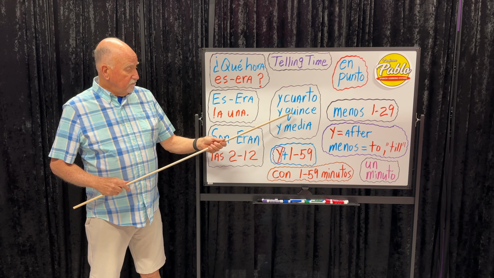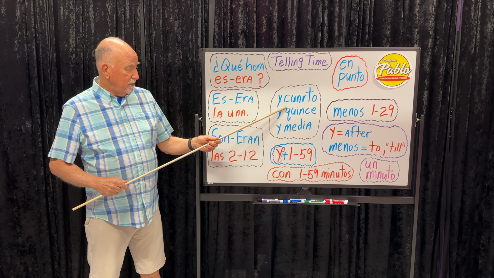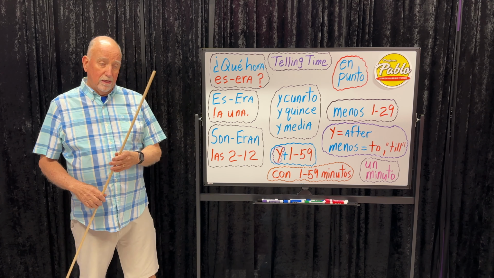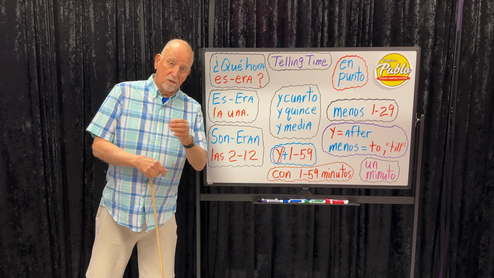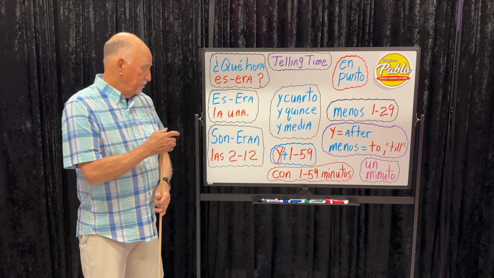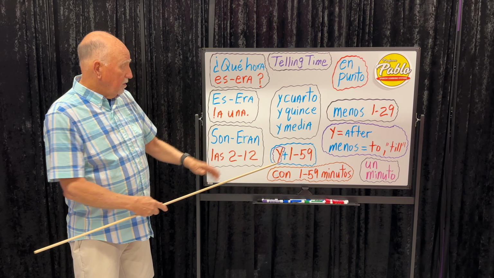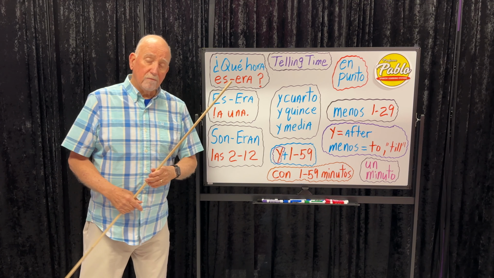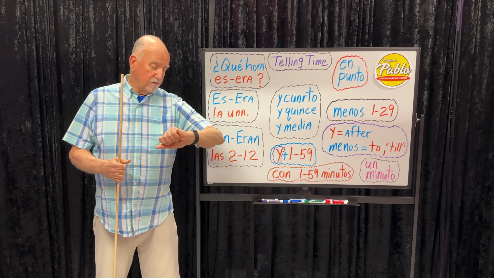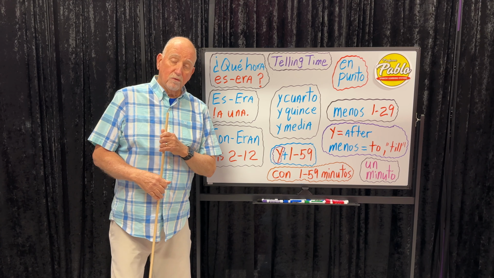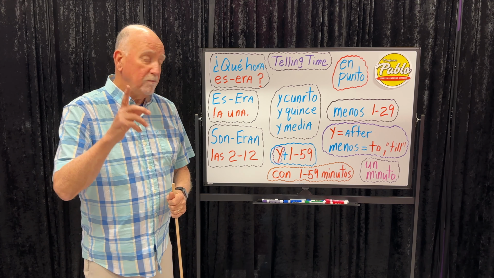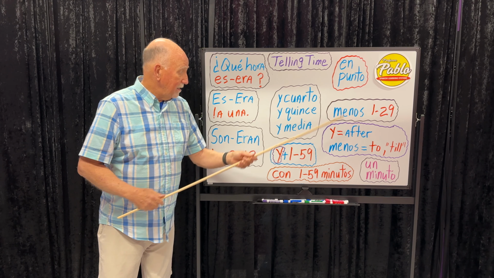Quarter after, 15 after, y cuarto, y quince, y media would be for 30. It's 10:30, son las 10:30. It's 3:30, son las 3:30. We've got all this taken care of. En punto is sharp. It's 5 o'clock sharp. Son las 5 en punto. It's 1 o'clock sharp. Es la una en punto. Okay, we've got that out of the way.